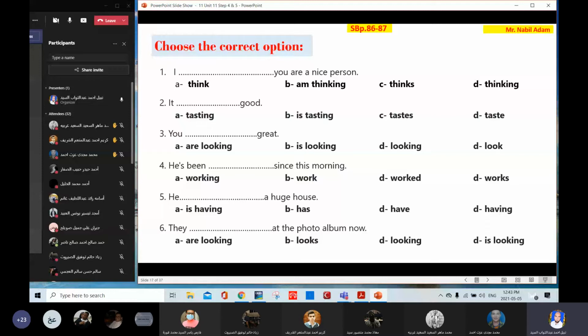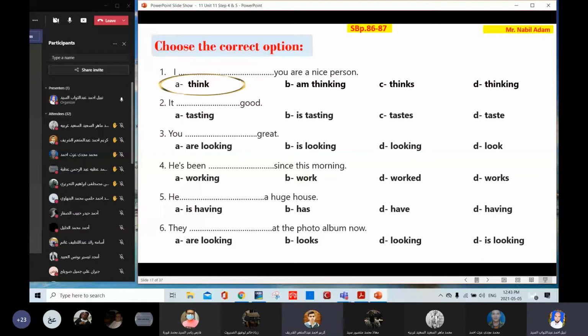Muhammad Maher. Yes, number 1. I think you are a nice person. I think you are a good person, Muhammad. Thank you. So "think" here is a stative verb. It's a permanent opinion. Good.